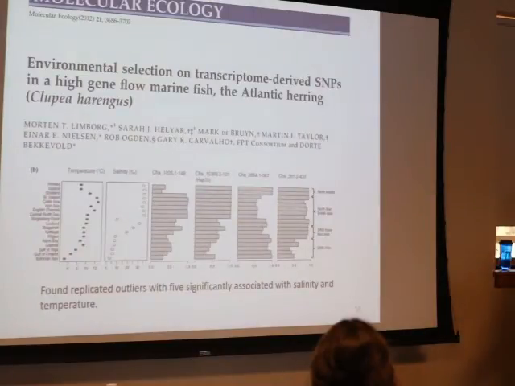Then he incorporated the environmental variables. I think he had several, but the ones that were significant were temperature and salinity, and he was able to show that there were markers significantly associated with salinity and temperature, and then he looked at the overlap. So this is one of the first papers that came out and used both types, the FST differentiation and the environmental correlation approach.